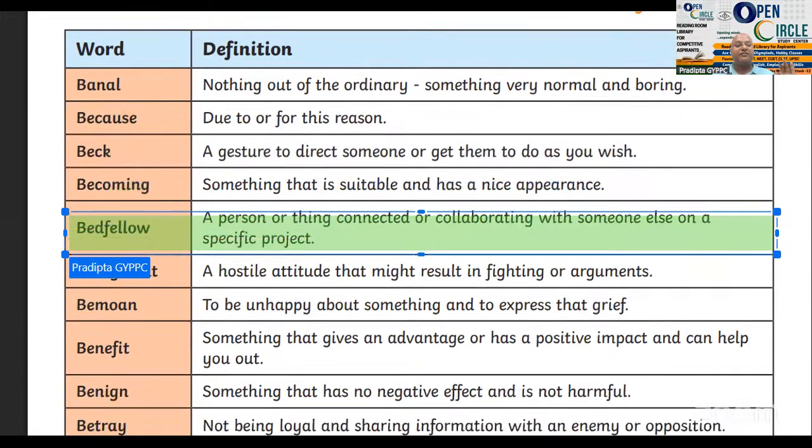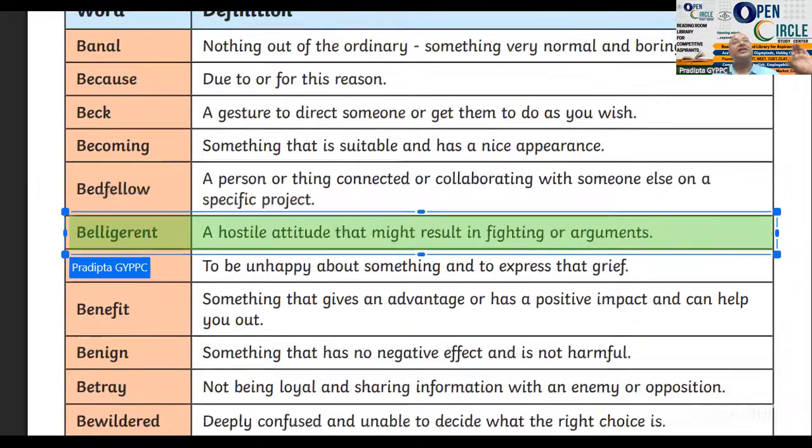The next word, listen and learn the meaning. Bedfellow. What is a bedfellow? A bedfellow is somebody who's connected and collaborating with someone. It's like you have joined hands together for a specific work. A kind of associate, a kind of companion. Suppose you have been given a school project and you two have decided to do it. So you both are bedfellows. In Hindi we call it "langotiya yaar".